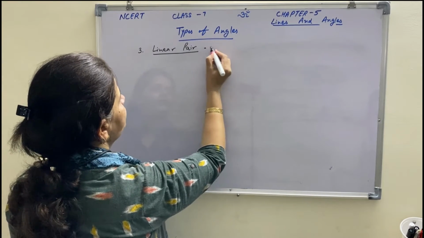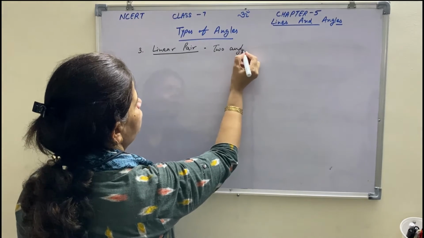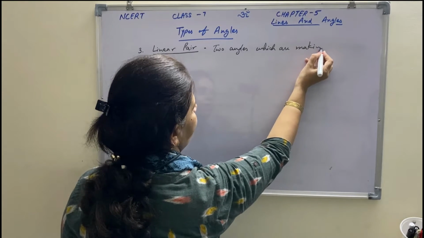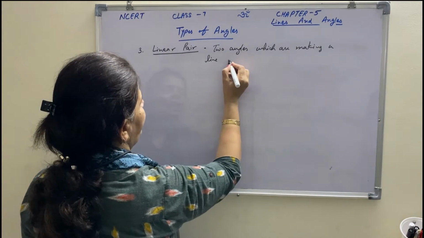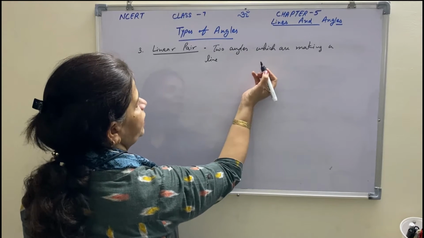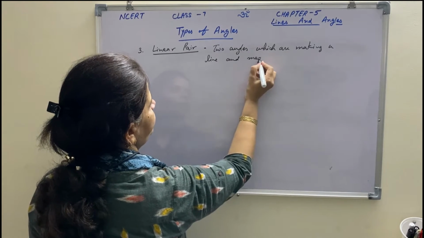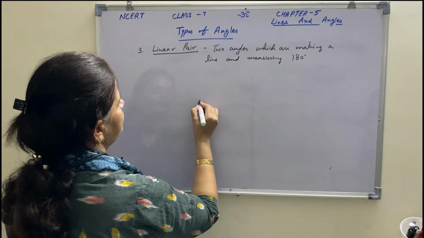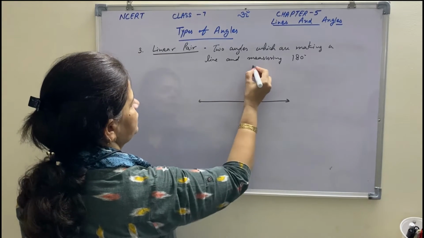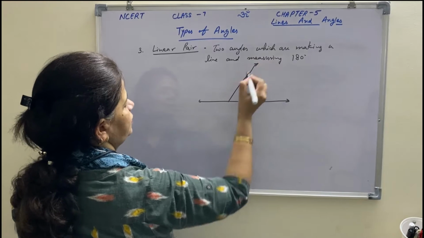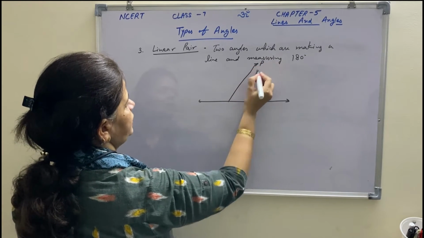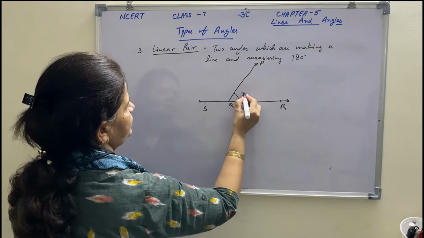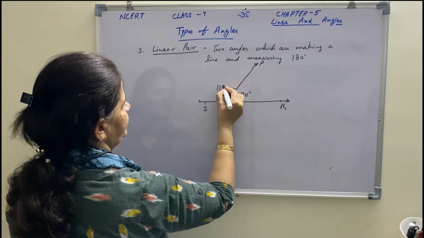So two angles which are making a straight line, measuring 180 degrees, make a linear pair. And a linear pair is like this angle, this way, and suppose it is P, Q, R and S. Suppose this is 70 degrees and this is 110 degrees.